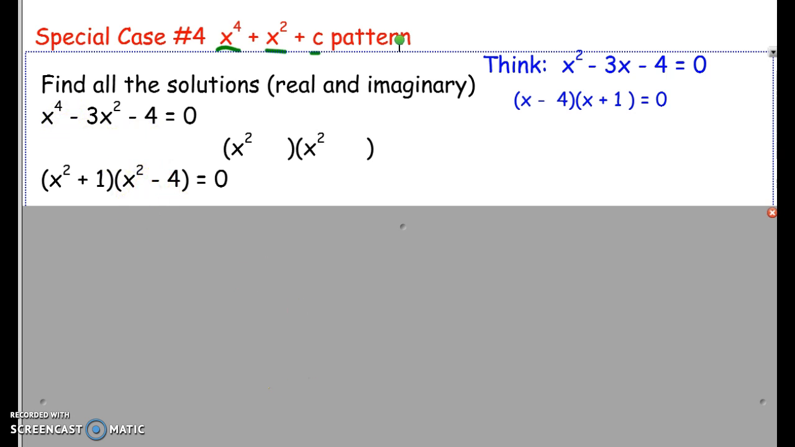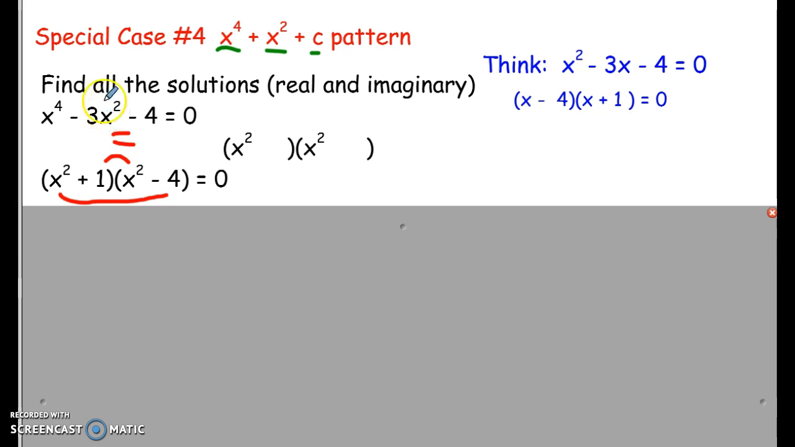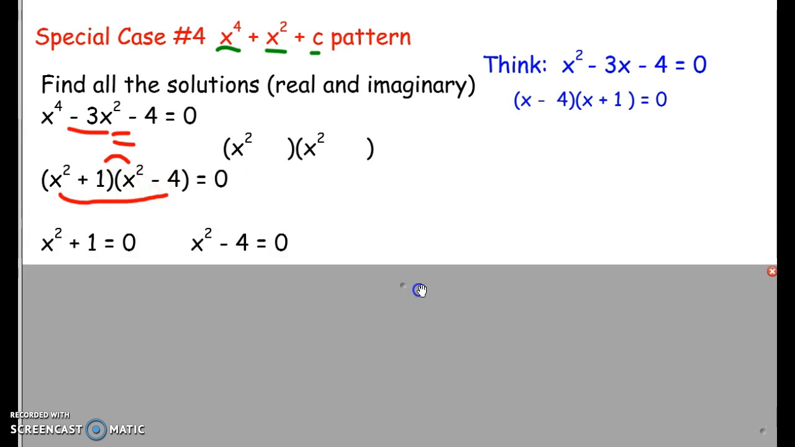We can check, if we're really worried, whether these two things are equal. We get the x to the fourth from the two front x squareds, and we get a -4 from 1 times -4. Then our middle two terms would be a +1 x squared and a -4 x squared, and that gets us the -3 x squared in the middle. That's just a way of checking that what we have here is actually equal to what we started with. Now that it's factored apart, we can set both of those parts to 0.